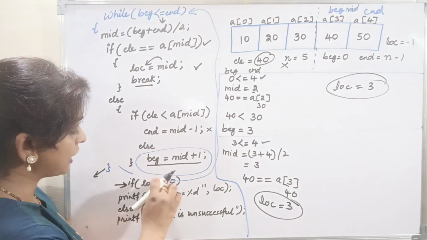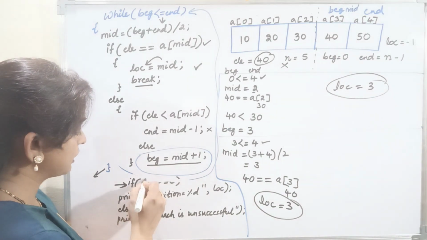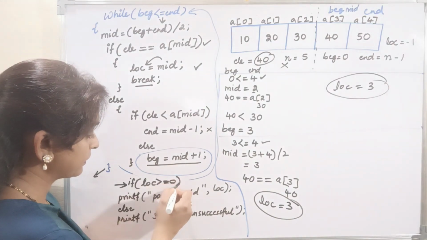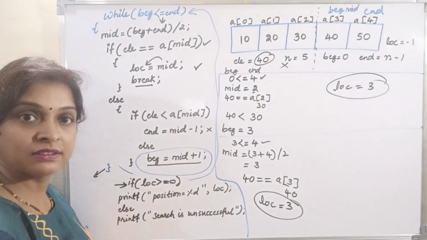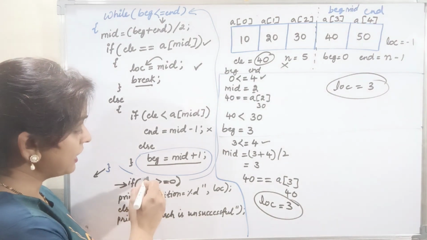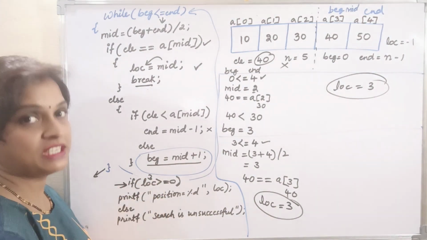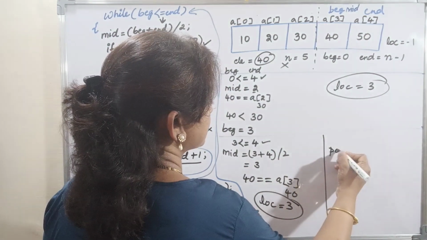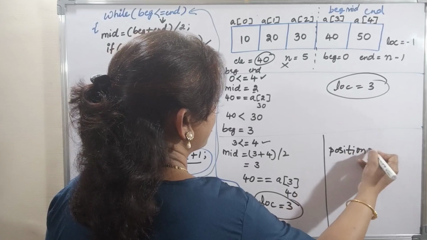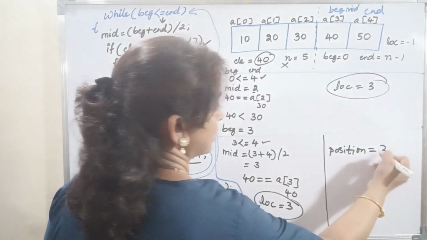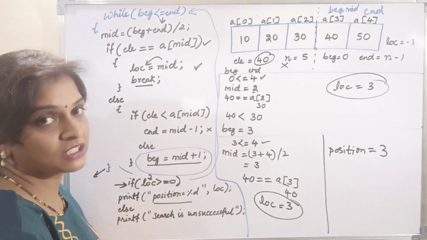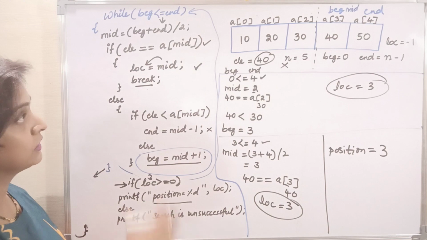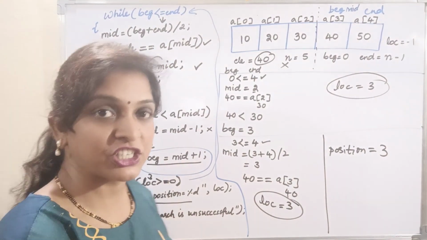So when I say control to this point, it is location greater than or equal to 0, I need to check. What is the new value of location? It is 3. Is 3 greater than or equal to 0? Yes, it is greater. I get a message. The output is position equal to %d, print the value of location, which is 3. Got the answer? Position is 3. And then the program ends. So this is what we do with the binary search program.